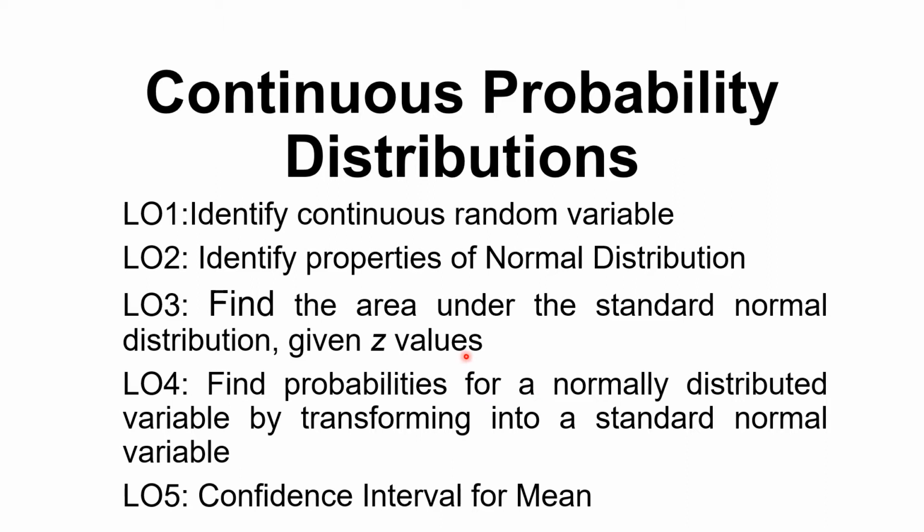And the third learning outcome will use the area under the standard normal distribution to determine probabilities from the z values. And the fourth learning outcome, we will find a probability for a normally distributed variable by converting the x variable into the z variable, which is known as the standard normal variable. And the fifth learning outcome, we will identify how to calculate a confidence interval for the mean.